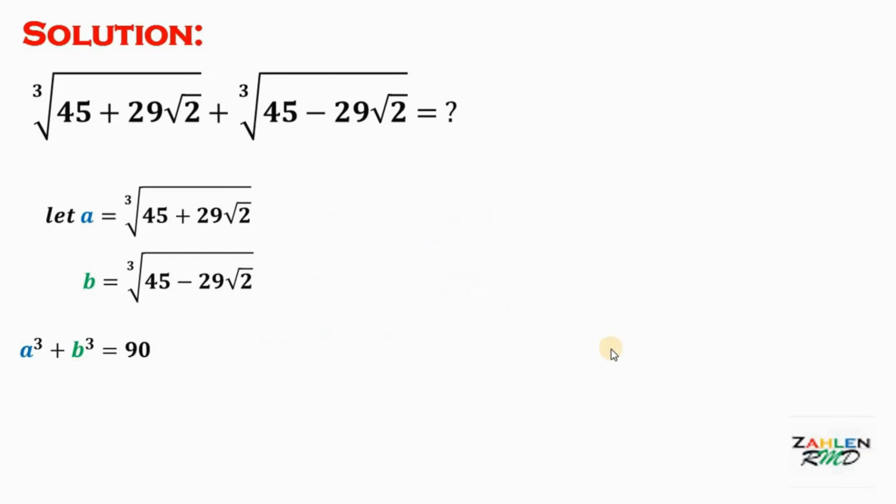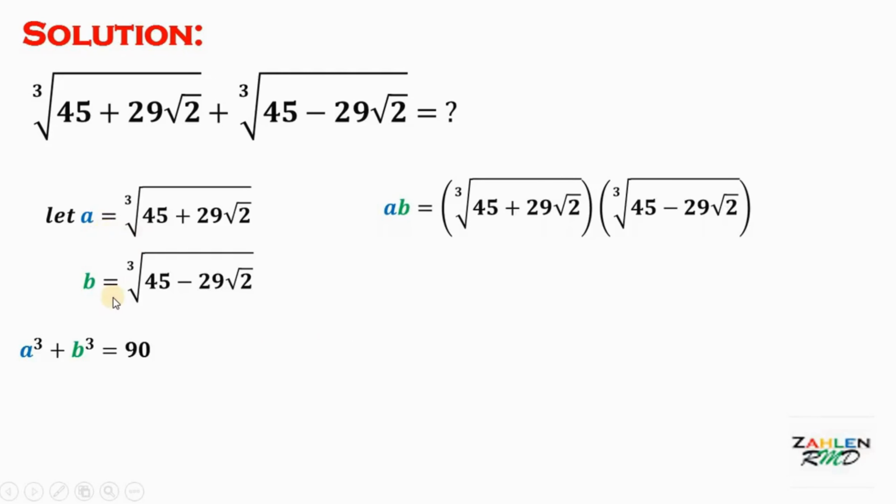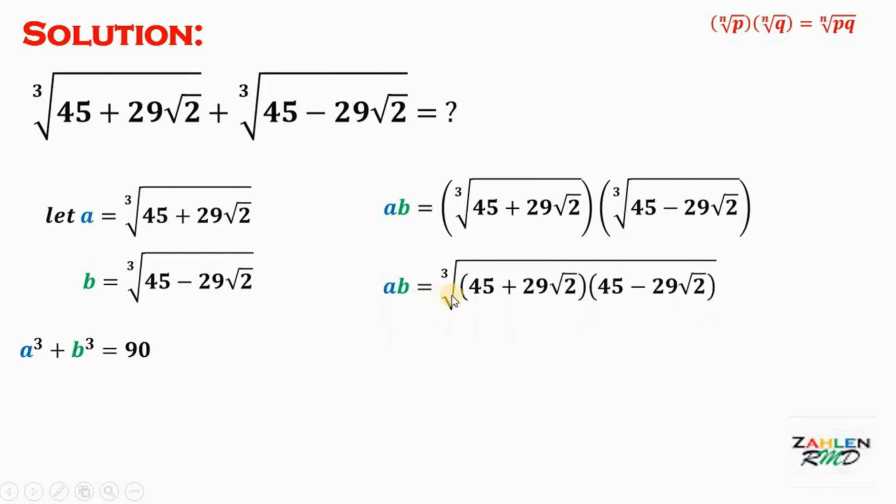Next, what we're going to do is to multiply A and B. If we do that, we get the cube root of 45 plus 29 square root of 2 multiplied by the cube root of 45 minus 29 square root of 2. At this point, we will use a law of radicals. If we have the nth root of P multiplied by the nth root of Q, it is equal to the nth root of P times Q. Therefore, we have AB equals the cube root of 45 plus 29 square root of 2 multiplied by 45 minus 29 square root of 2.